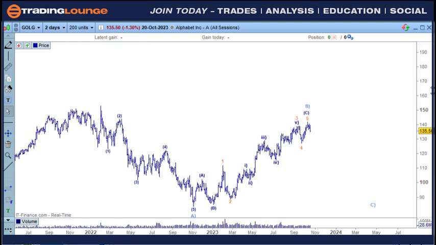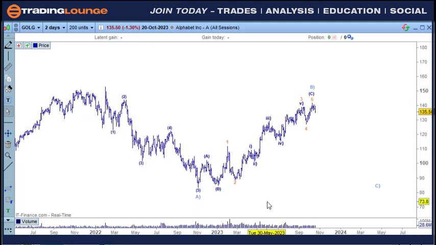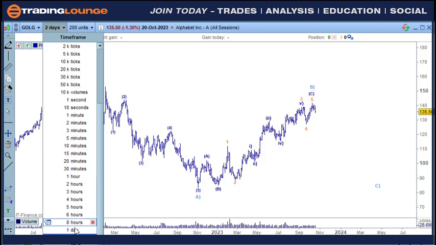And Google counts quite nicely as a B wave to the upside, as an A and a B here, and 1 and 2 and 3 and 4 and 5. This is another one here too. So this has got to come down a fair way to get a bounce. This is one of them that could actually go up a bit further, but we'll talk about that in a moment when we go to the daily chart here.